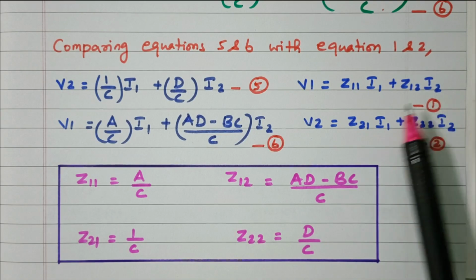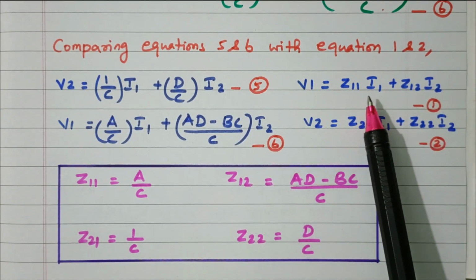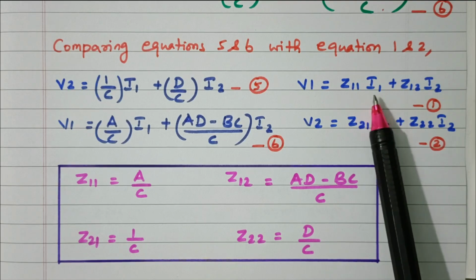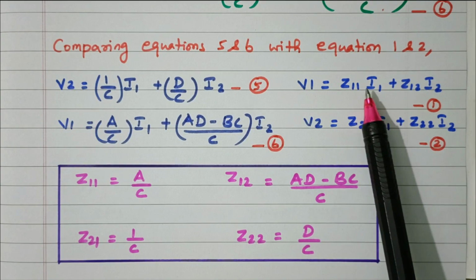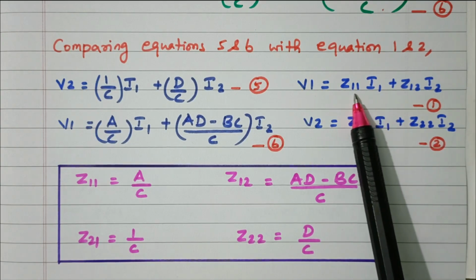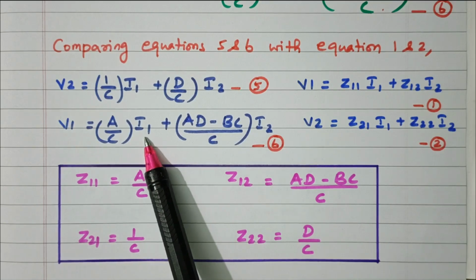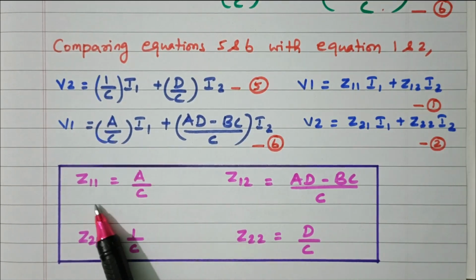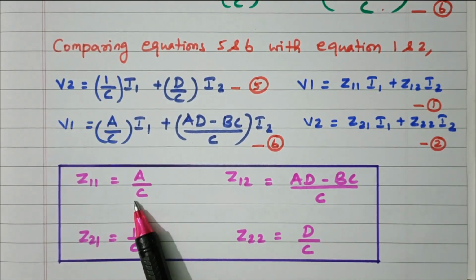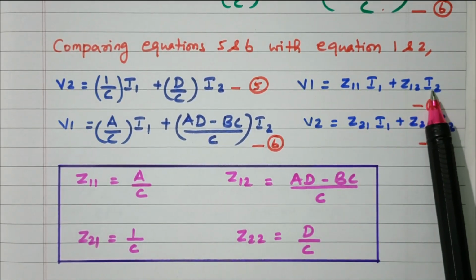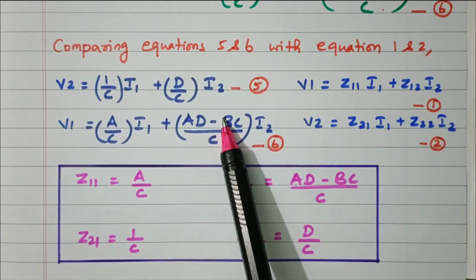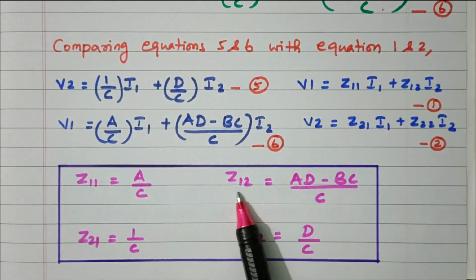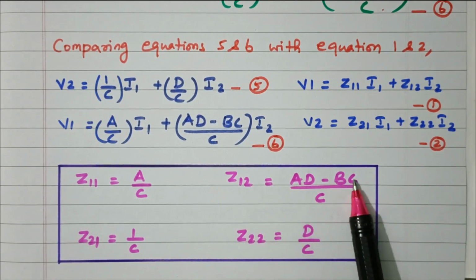First we will compare equations 1 and 6. We are going to compare the coefficients. Both are the same, V1, V2, V1, V2. So the coefficient of I1 is Z11, and here the coefficient of I1 is A by C. So we can write Z11 equal to A by C. Similarly, the coefficient of I2 is Z12, and here the coefficient of I2 is AD minus BC divided by C. So we can write Z12 equal to AD minus BC divided by C.